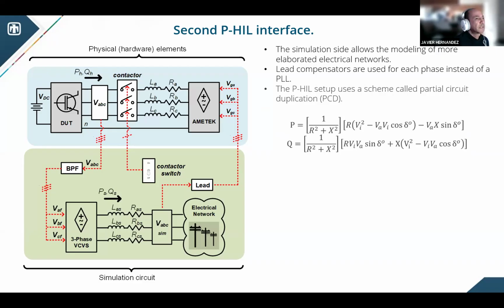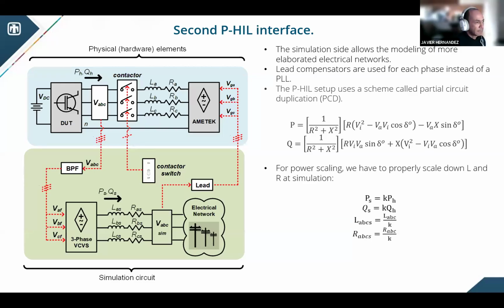Again, this partial circuit duplication scheme allows for the real and reactive powers on the simulated and hardware side to be dictated by these two equations, in which we not only take into account the external reactor, but also their corresponding series resistances.